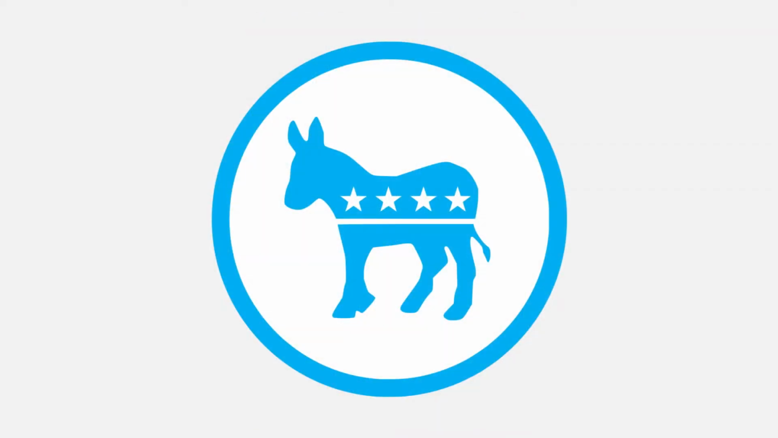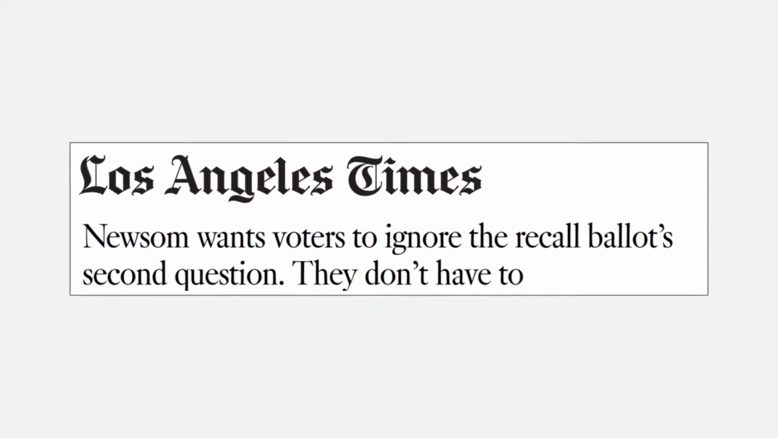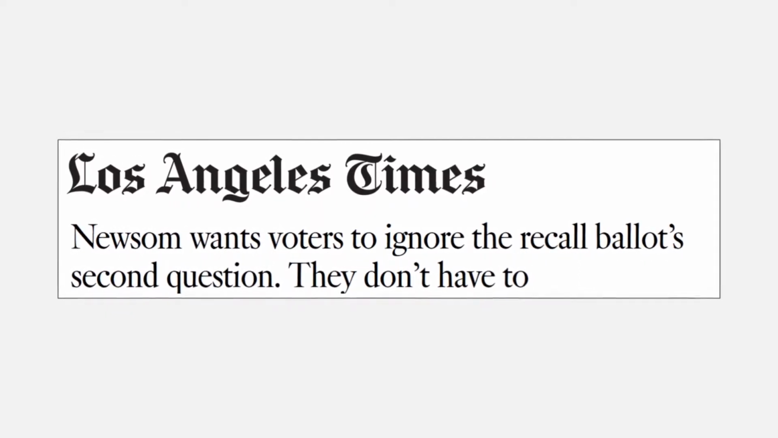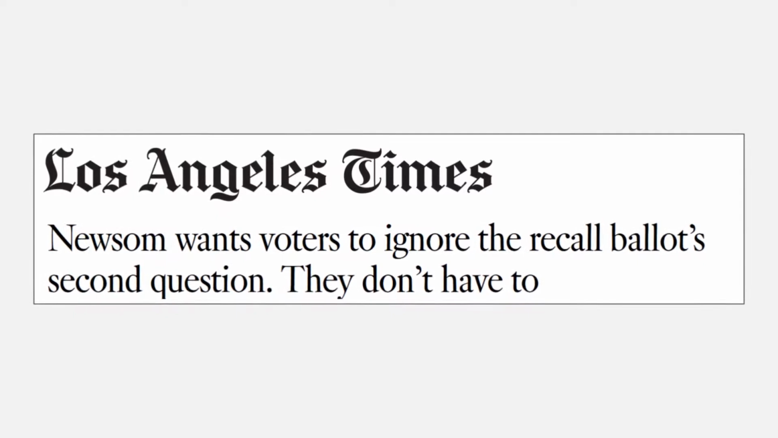You'll notice that none of those candidates were running with the Democratic Party, and that's because there's really only one viable Democrat in the race. Real estate YouTuber Kevin Paffrath is polling in second place behind Larry Elder. Paffrath is not supported by any mainstream Democrats. Instead, most California Democrats are encouraging voters to leave question 2 blank and instead just vote no on question 1.